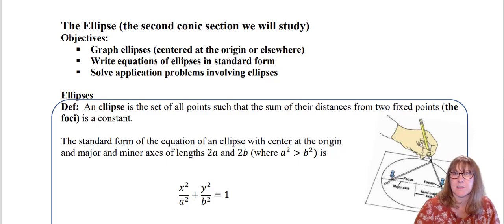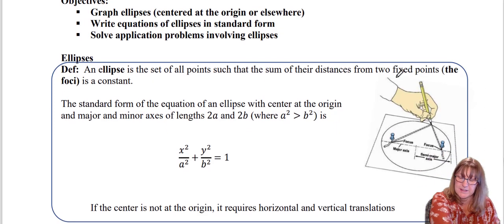Our second conic section that we are going to study is an ellipse. We have 3 objectives here for studying ellipses. First, when you're done with this unit, I want you to be able to graph an ellipse. I want you to be able to write equations of ellipses, and I want you to be able to solve applications involving ellipses. Let's talk about what an ellipse is.